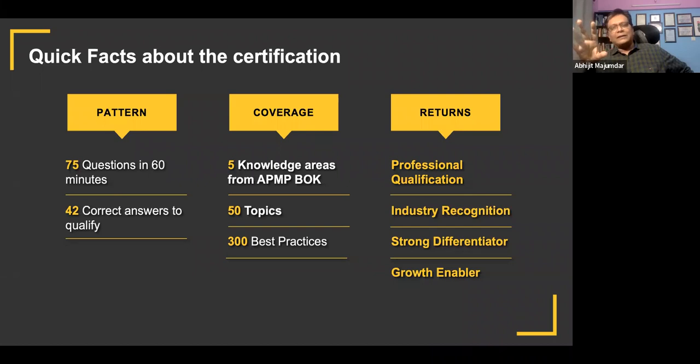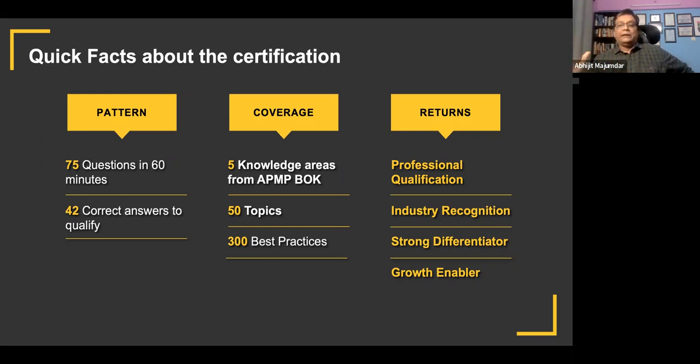Overall, if you combine these 5 knowledge areas under the APMP Foundation level test, they have around 50 topics. And each topic has around 6 to 10 best practices. Some have 5, some have 4, some have 10, some even 12. So on average, there are around 6 best practices for every topic. Overall, that's 300 best practices under the coverage for the APMP Foundation test.